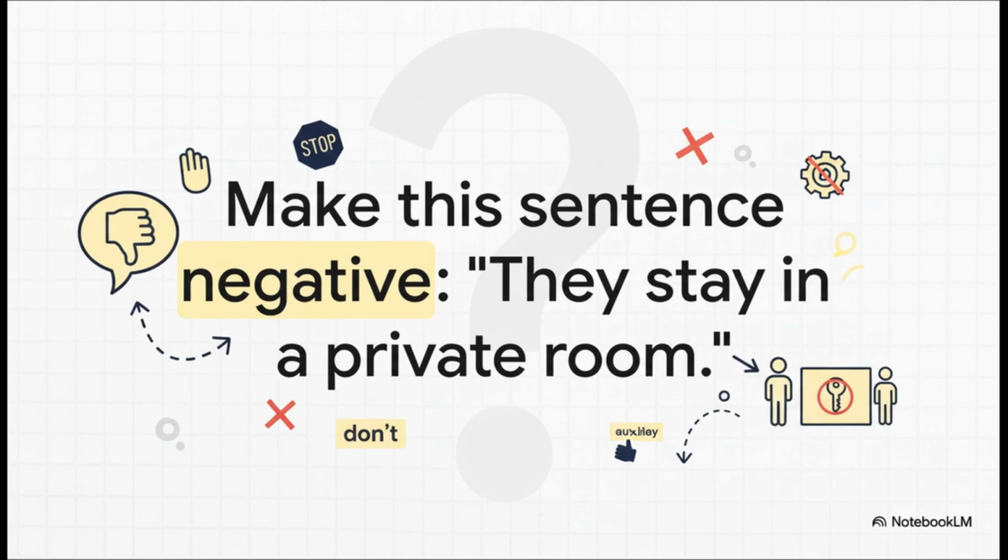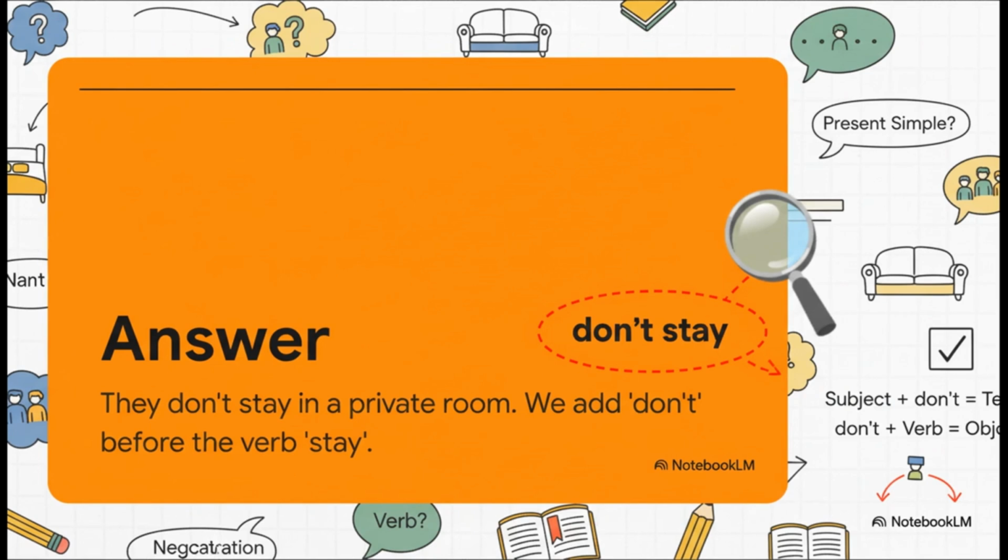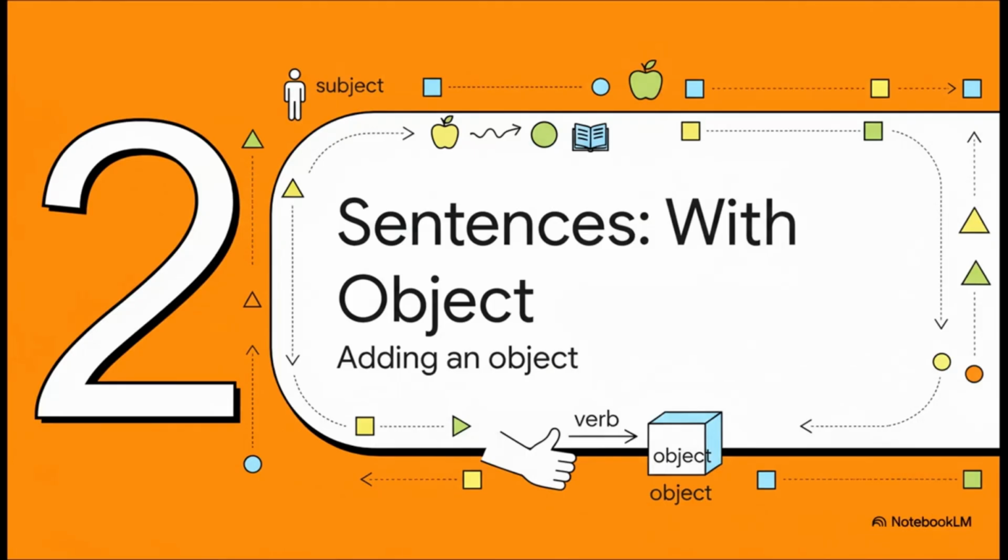All right, it's your turn to try this out. We've got this sentence, they stay in a private room. So how would you make that sentence negative? Go ahead, pause the explainer for a second, and say your answer out loud. And the answer is, they don't stay in a private room. You got it. We just pop don't right in front of the verb stay. Simple as that.